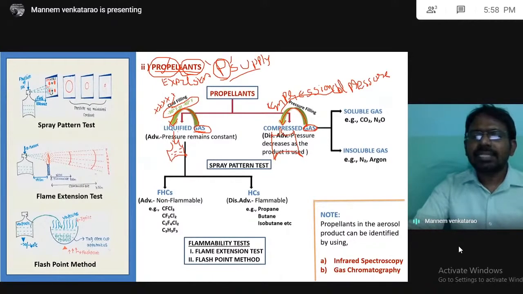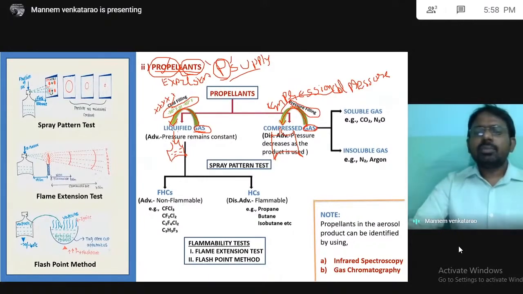Gases are compressed into the container by applying compressional pressure, so it is called the pressure filling method. This pressure filling method is used to fill the compressed gases. Next, out of these two methods, which method is most important?